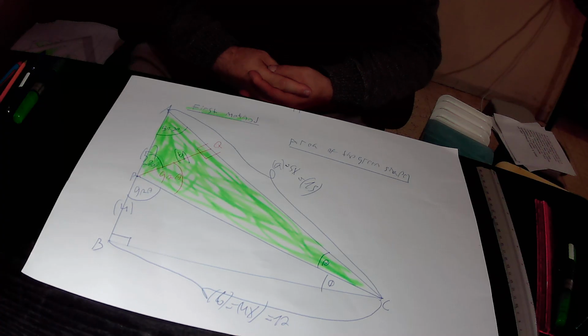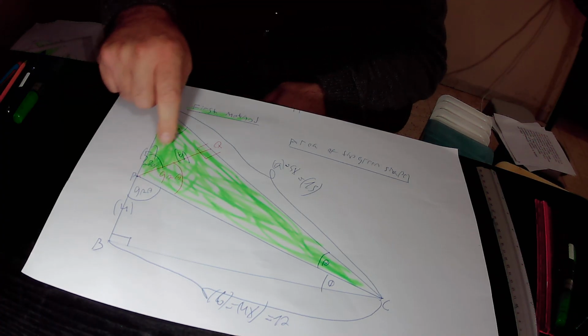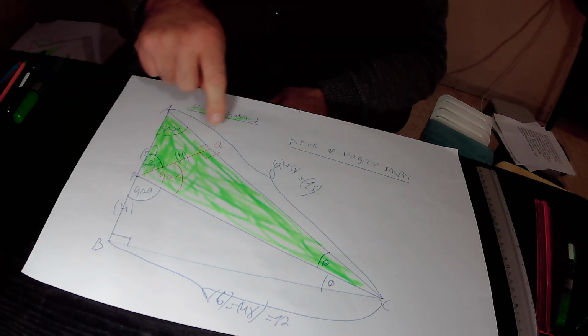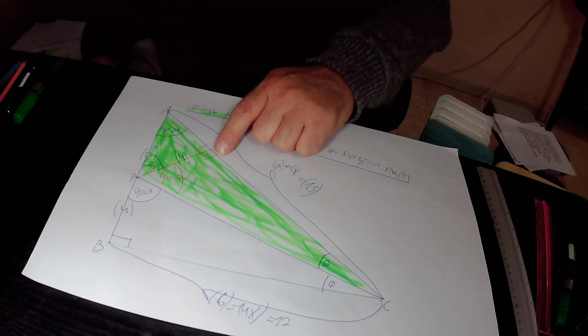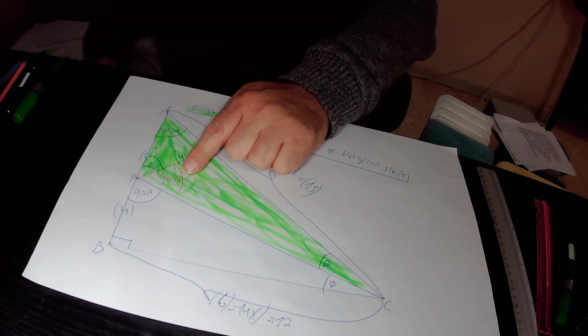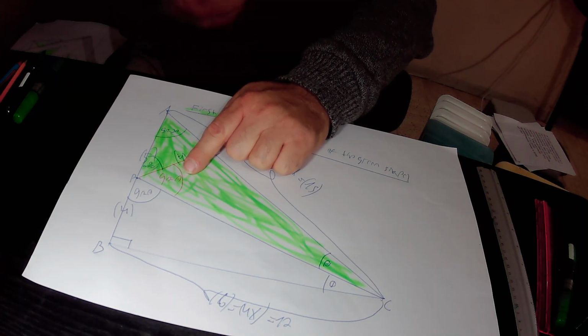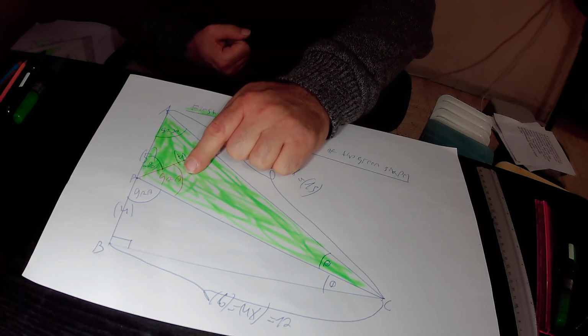By doing this construction, we get the green triangle PQC. In the green triangle PQC, this angle equals theta, this angle equals 90 degrees, and therefore this first angle must be equal to 90 degrees minus theta according to the sum rule that the sum of the angles in a triangle is equal to 180 degrees.